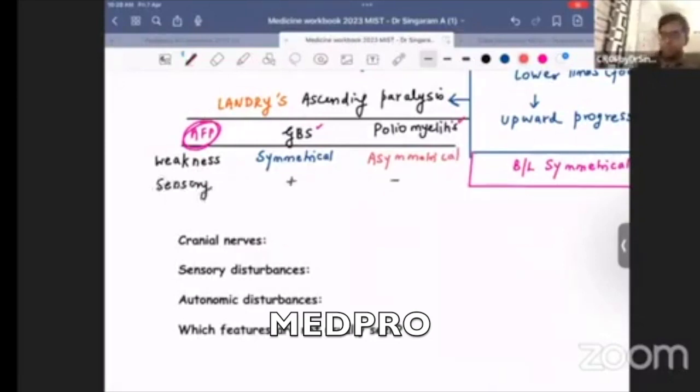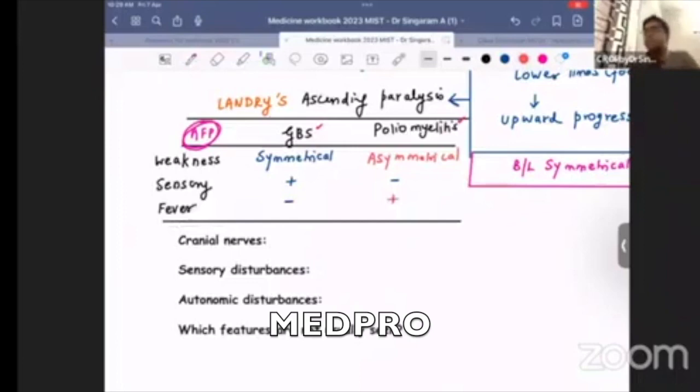Third important thing is fever at the time of presentation. Obviously, Guillain-Barré syndrome is a post-infectious condition, so you will not have fever at the time of weakness. Whereas in poliomyelitis, along with the infection, the weakness also starts, so you will have fever at the time of presentation. So these are the differences between Guillain-Barré syndrome and poliomyelitis.